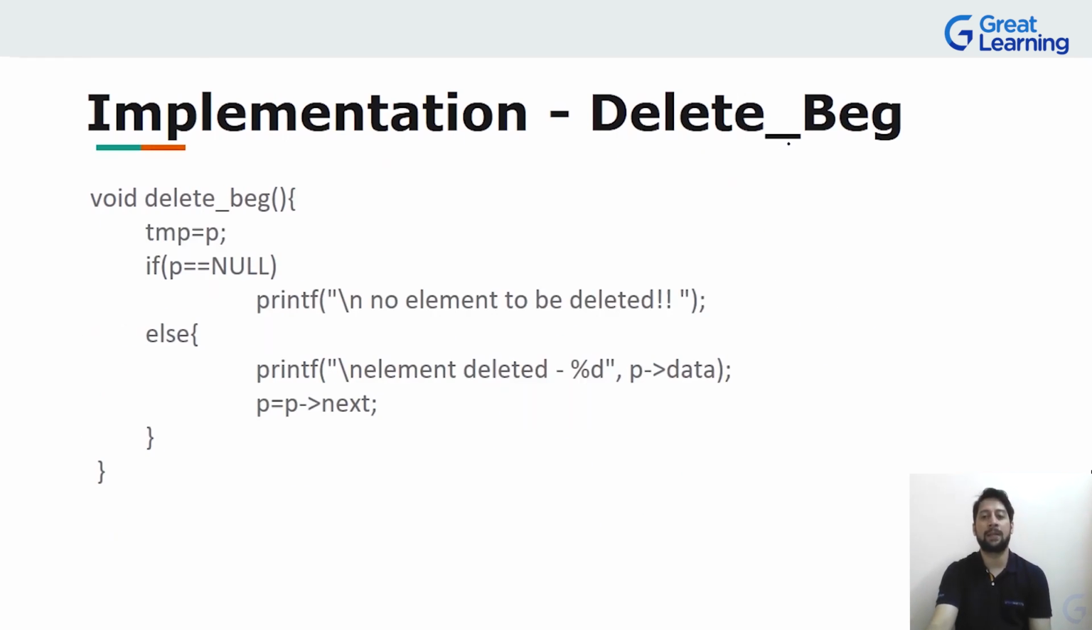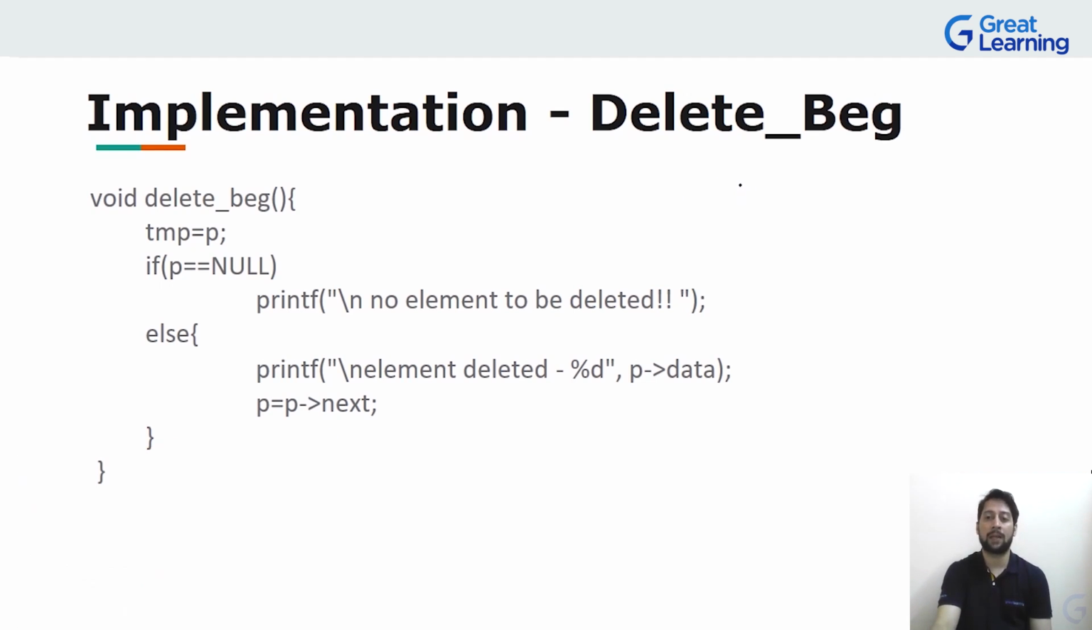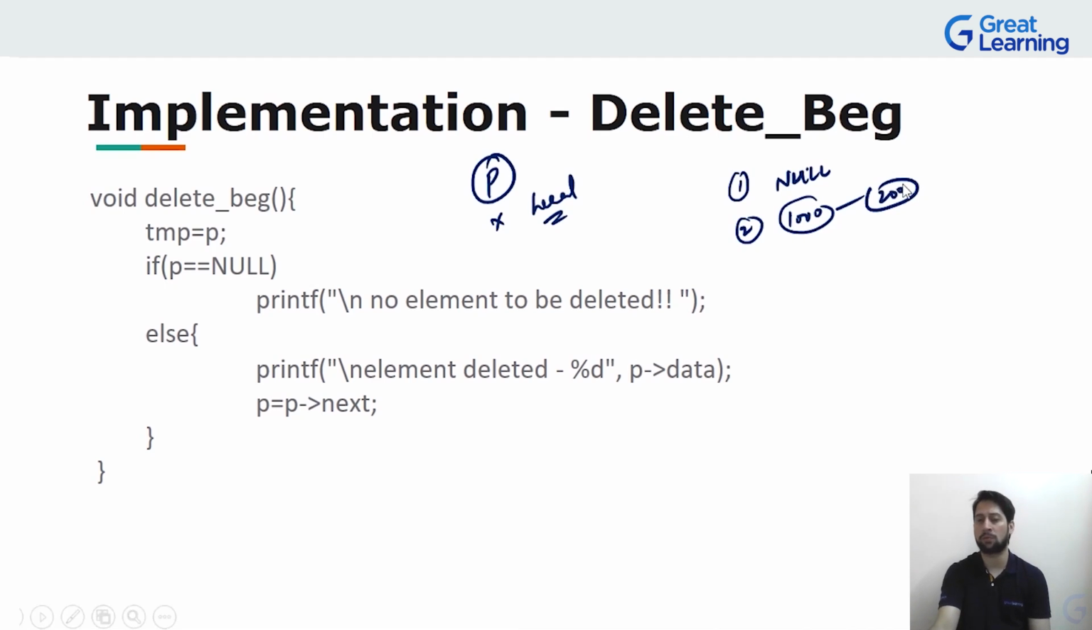So now let's talk about the implementation, and we will try to delete a node from the beginning, and we'll try to do it always. Since we are deleting, we will not be creating, so the malloc function is out of the picture. Again, there will be two scenarios. The ground rule is that P will never change, that means your head node will never change. If there are no elements in the linked list, P is null; otherwise you can have one node, two nodes, or any number of nodes.